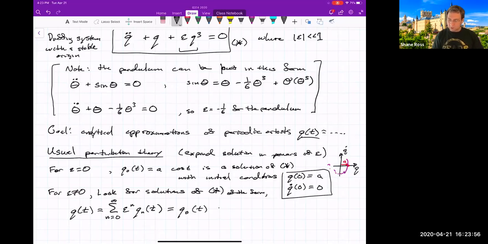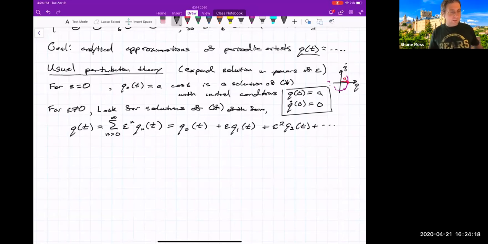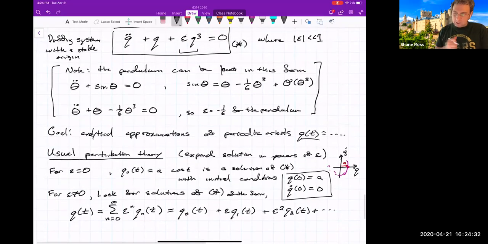we've got the 0th order term, epsilon times the first order term, epsilon squared, and so on. And if this converges well, then you could truncate this at a large enough power of epsilon and say, this is good enough. I've got a good solution. If we just substitute this assumed solution into the Duffing equation up there, the star equation, let's see what we get.